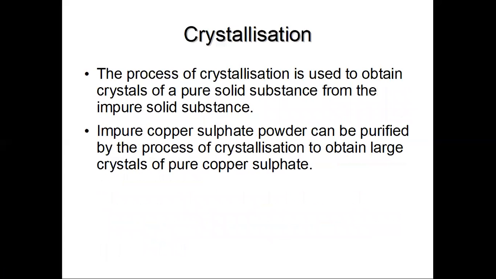The process of crystallization is used to obtain crystals of a pure solid substance from impure solid substances. Impure copper sulfate powder can be purified by the process of crystallization to obtain large crystals of pure copper sulfate.